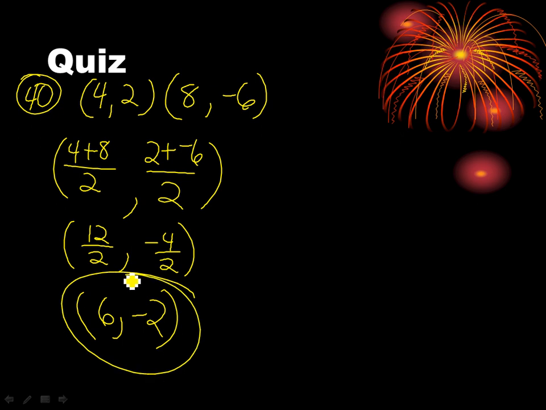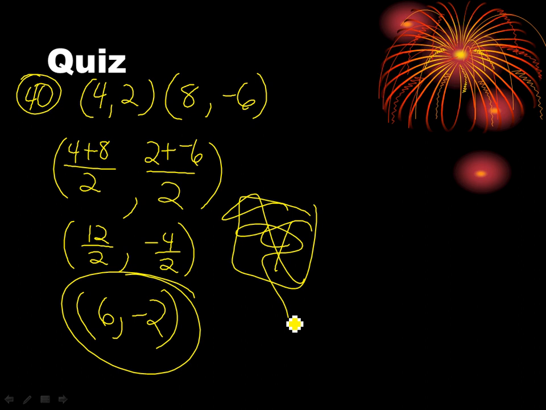Don't do this. I see a lot of people doing this: 6 plus negative 2 is 4, and then writing 4 down as the answer. No, no, no. They asked you for a midpoint. You're finding an actual point. You got 2 separate answers there, an x coordinate and a y coordinate. When you're doing distance, then it all goes together and just gives you one number as your answer.